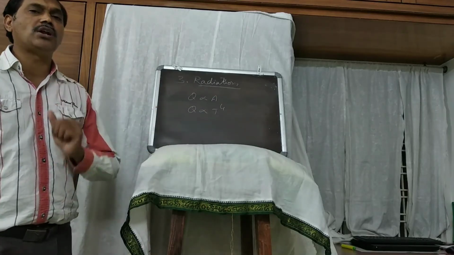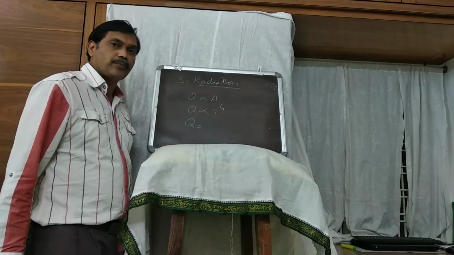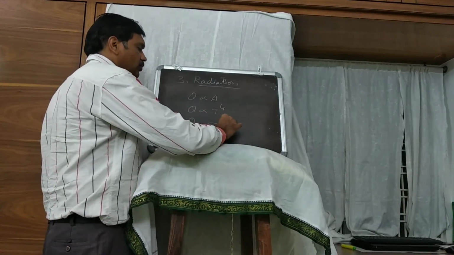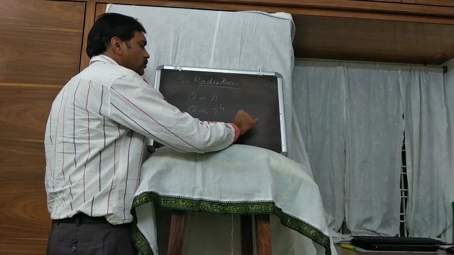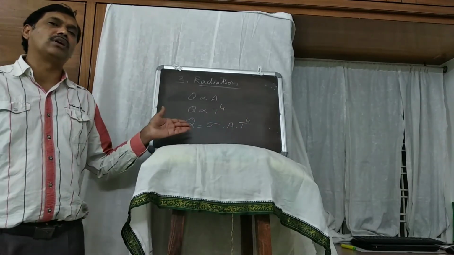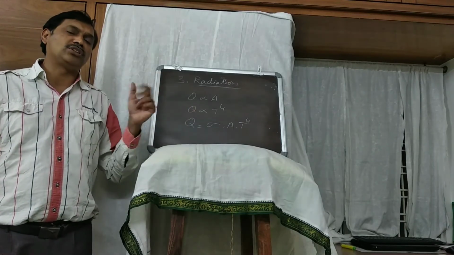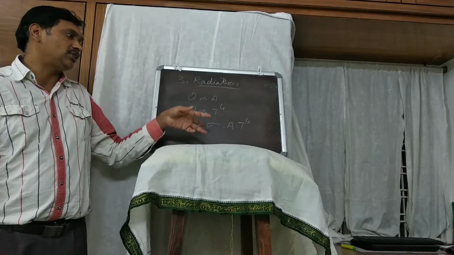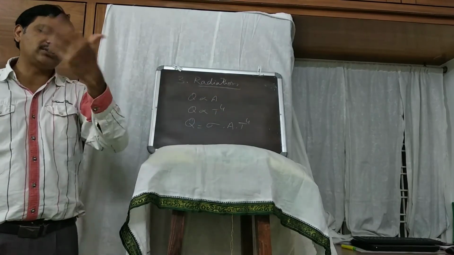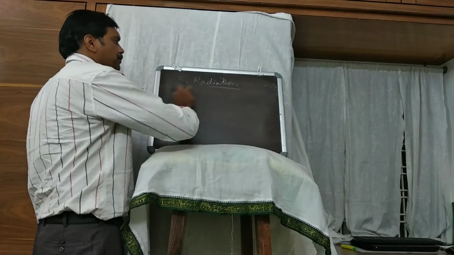If you remove the proportionality constant, then what is the constant we have to put? Q is equal to sigma A T power 4. This is the constant in place of proportionality. Clear? Q is equal to sigma A T power 4. We will discuss once again what this sigma is.